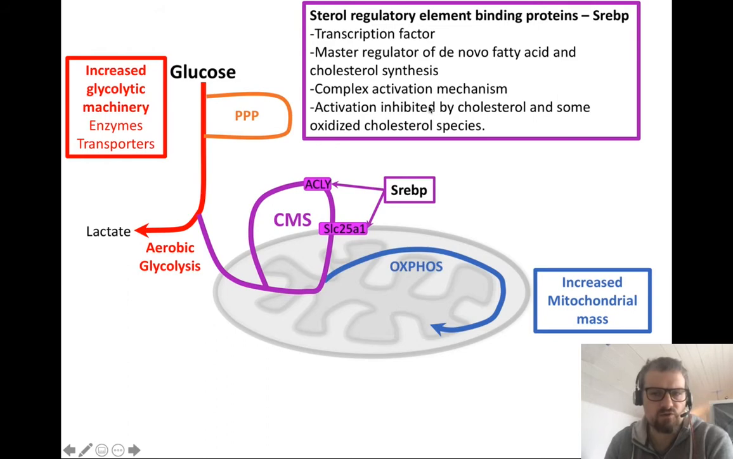They are inhibited by cholesterol and also by other oxidized cholesterol species like 25-hydroxycholesterol, 27-hydroxycholesterol.